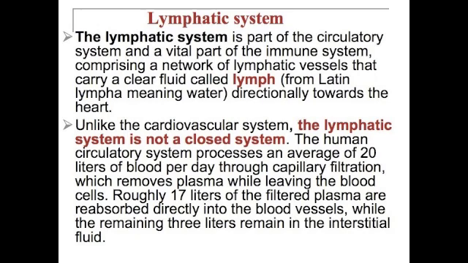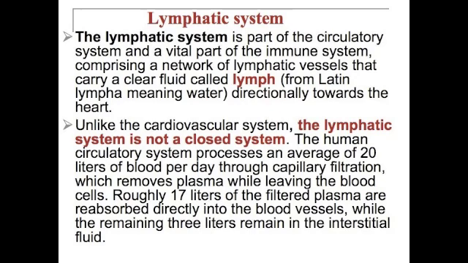The lymphatic system is part of the circulatory system and a vital part of the immune system, comprising a network of lymphatic vessels that carry a clear fluid called lymph directionally toward the heart. Unlike the cardiovascular system, the lymphatic system is not a closed system. The human circulatory system processes an average of 20 liters of blood per day through capillary filtration, which removes plasma while leaving the blood cells.